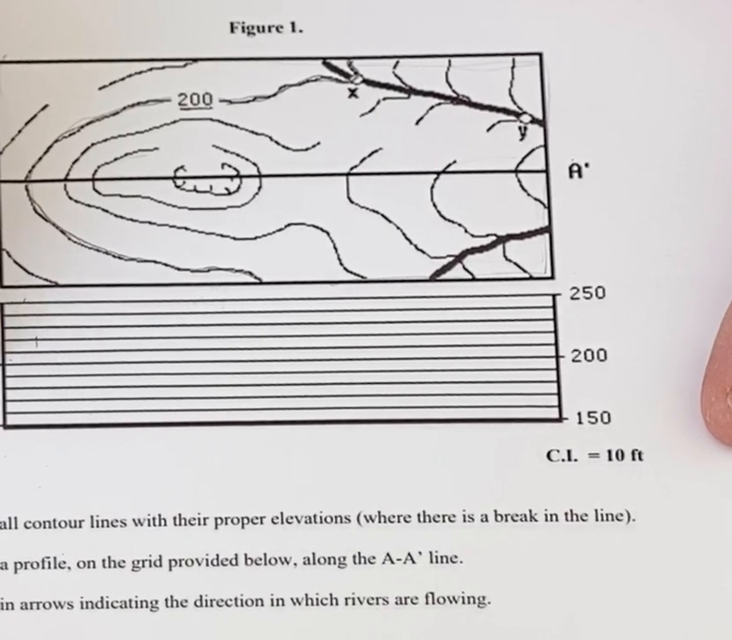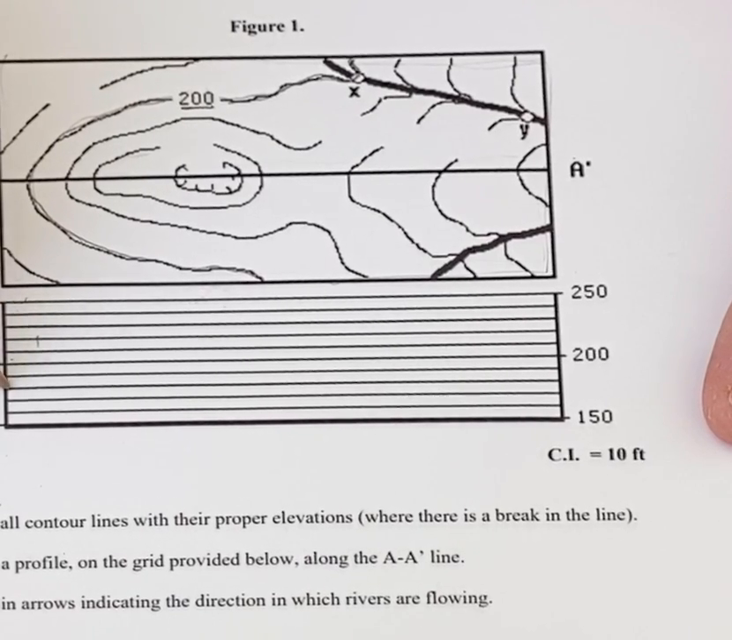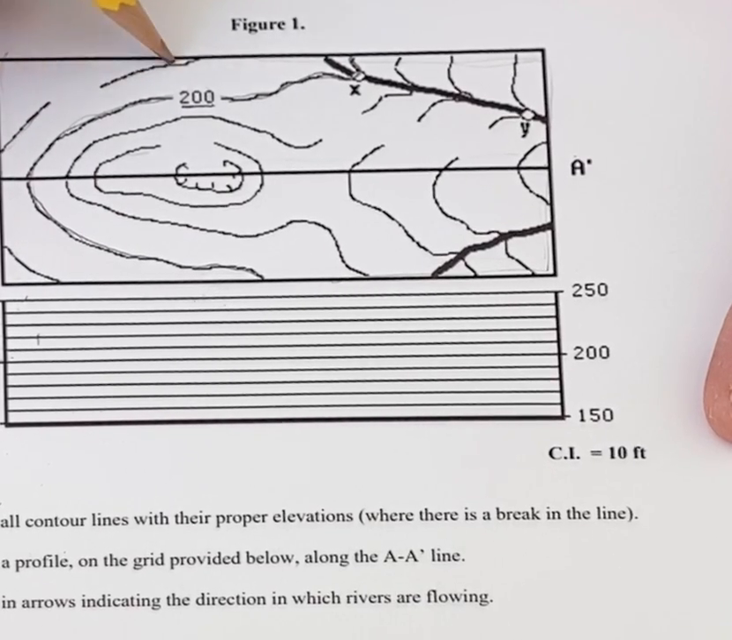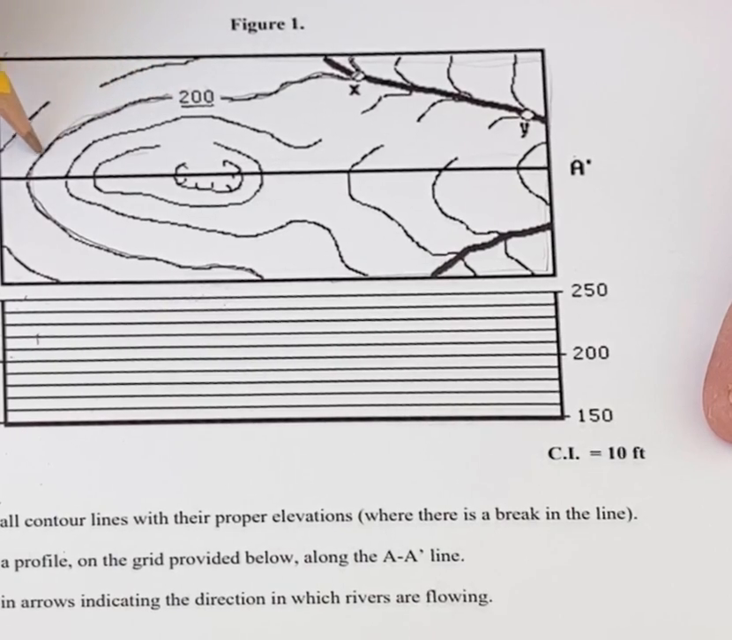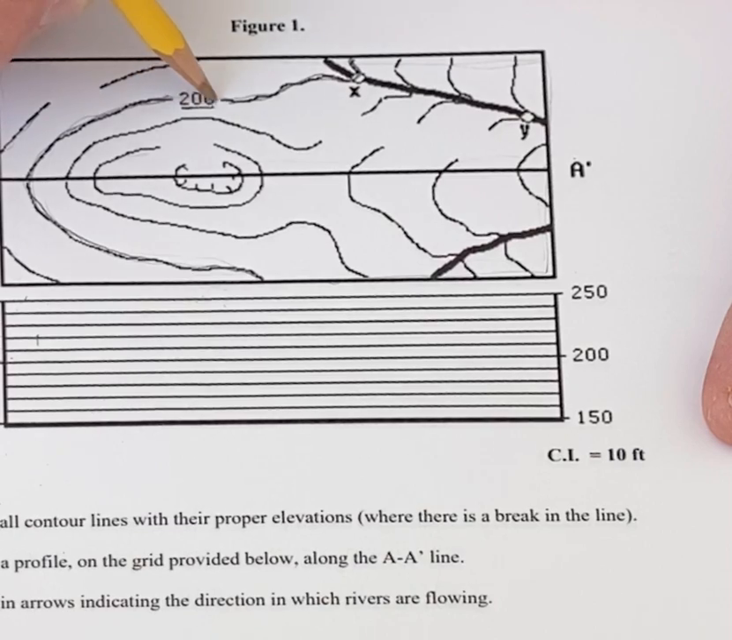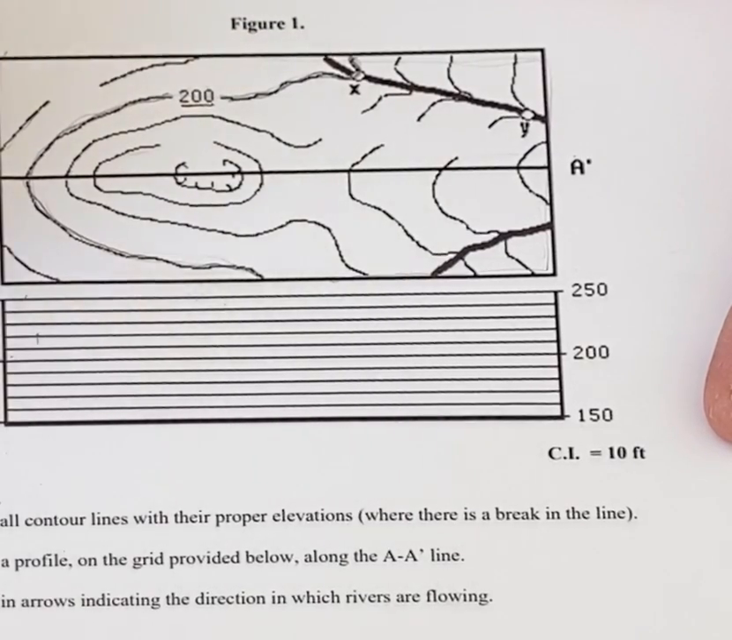We've got 200, 210, 220, 230, 240, 250, and 200, 190, 180, 170, 160, 150. So these are 10-foot contour lines. This 200-foot contour line comes out and about like that, and out and about like that. It goes right through X. Now we need to label these.